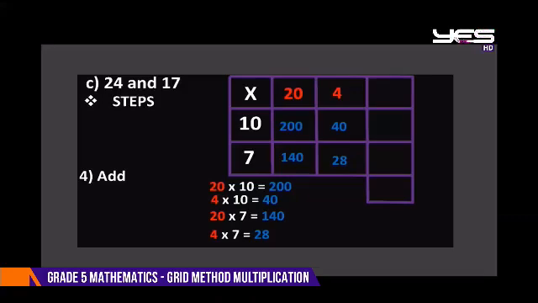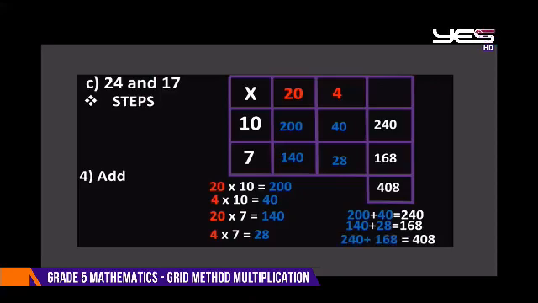So we will add these separately. Okay, first we will add these separately, 2 rows separately. So 200 plus 40 is equal to 240. 140 plus 28 is equal to 168. Then after that we can add these two together.